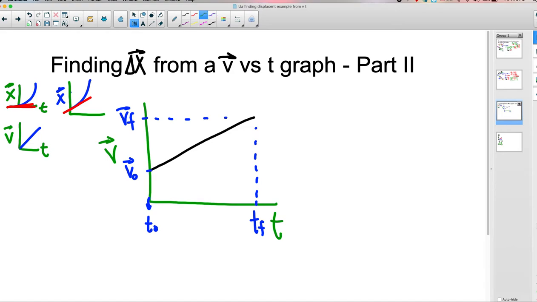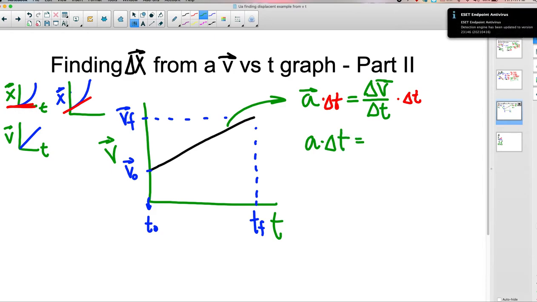Now, one more thing I want to discuss before we take this too far is we know that the slope of this graph is the acceleration, and it describes the rate at which the velocity changes with respect to time. But what if I wanted change in velocity by itself? What would I have to do to both sides? Well, we have to get rid of the change in time. To do that, we have to multiply both sides by change in time. And therefore, we could say that acceleration times change in time is equal to the change in velocity.